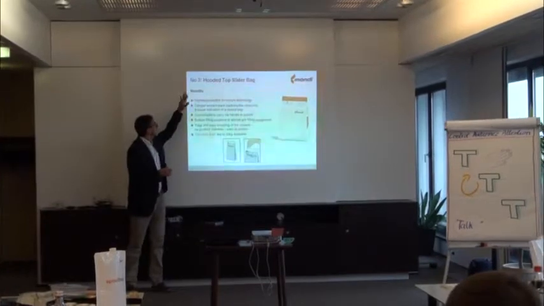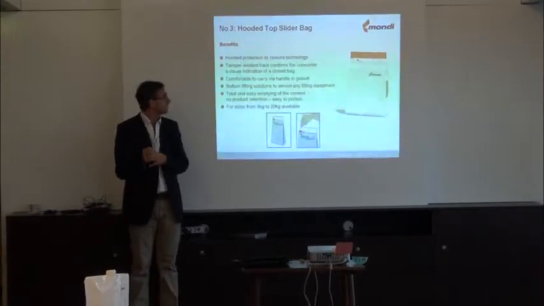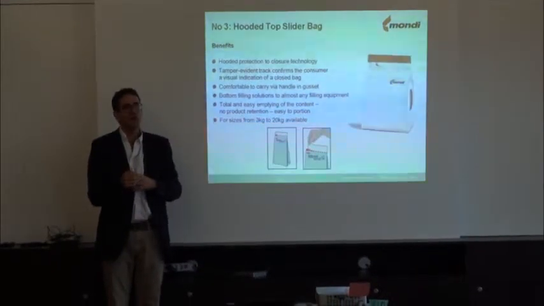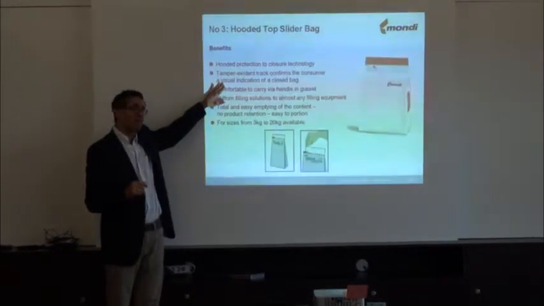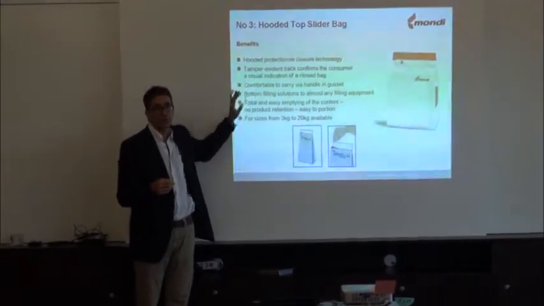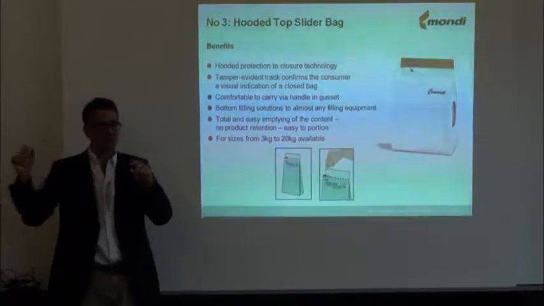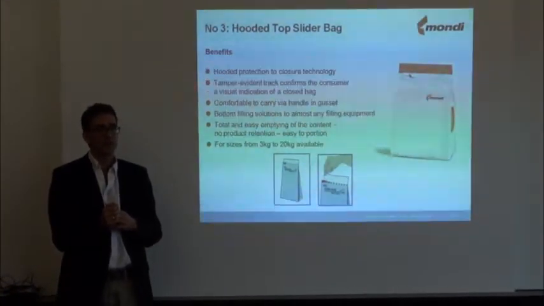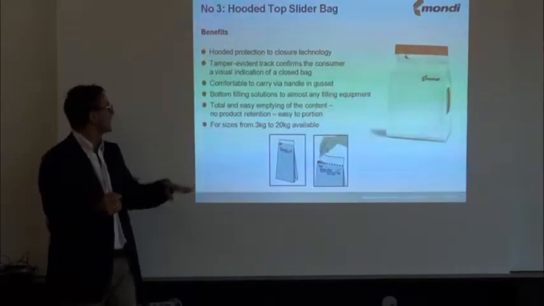Ladies and gentlemen, I'm going to show you the hooded top slider bag and some of the attributes that go with it. There's a hooded protection cover on it for closure technology. Tamper evident track makes sure that the customer has a visual indication of a closed bag. So the customer, when they're walking along the shelf, they know that it's closed because they've got these tampers along the edge. It's comfortable to carry. There's a carrying gusset that goes with it as well, which means that you can put 5 of them on your little finger and it kind of works okay.